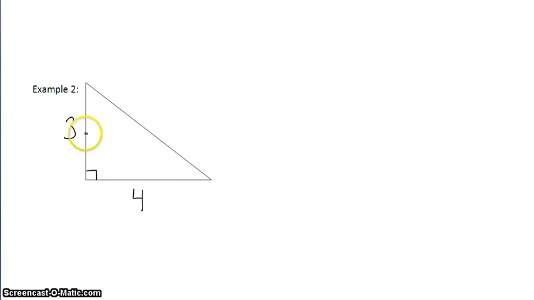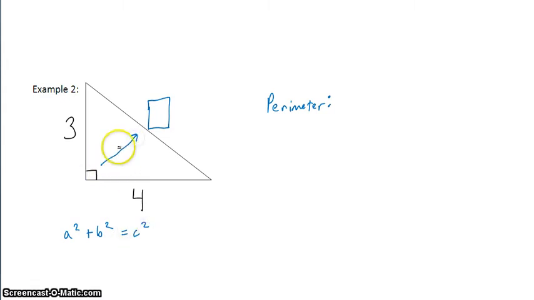Example 2, we're looking at a triangle where one side is 3 and one side is 4. In order to find the perimeter, we need to know the length of the third side of this triangle. If you notice, we are working with a right triangle. To find the missing side, we're going to use the Pythagorean theorem: a squared plus b squared equals c squared. In this case, our missing side is the hypotenuse, our c. 3 and 4 are the lengths of the two legs.